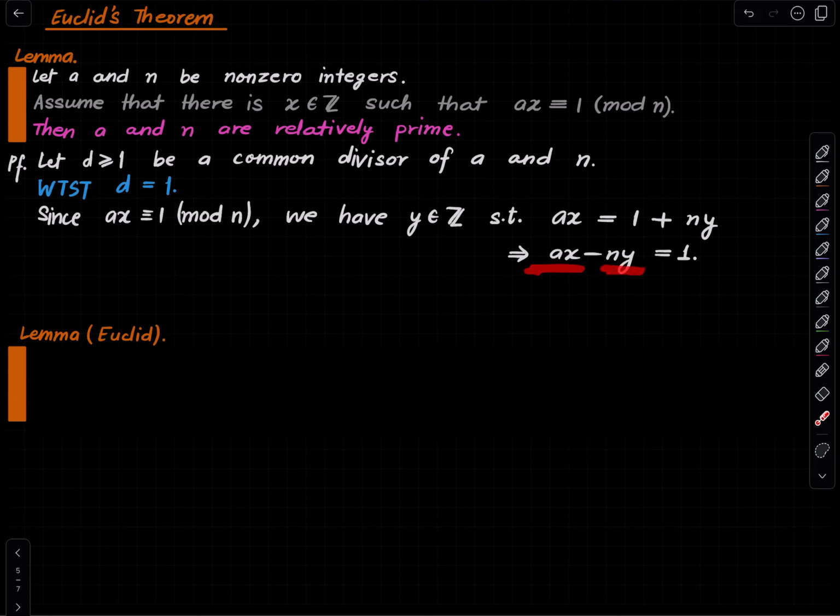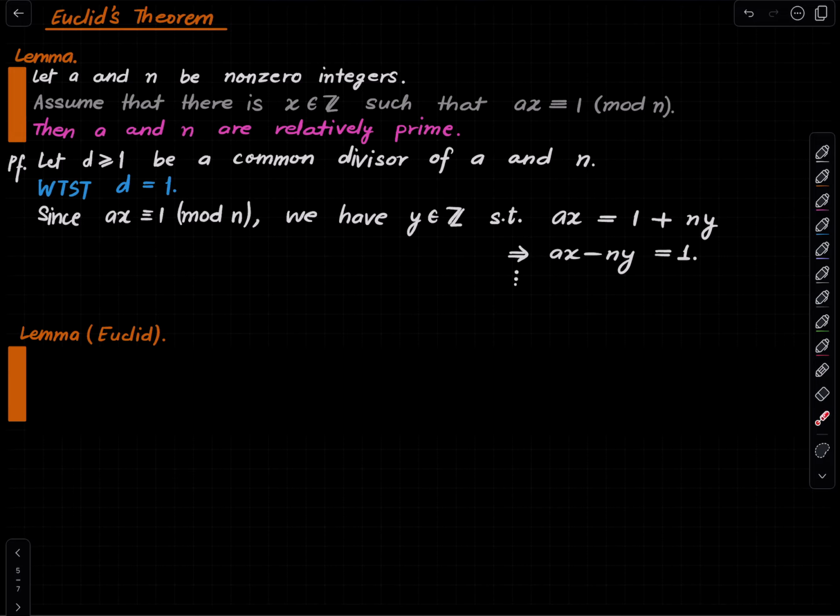So d divides both ax and ny, and hence it also divides their difference. So d divides the left hand side, and hence it also divides the right hand side. So d divides 1. So d being a positive integer divides 1 means that d is equal to 1. I don't want to write it down. I have said it in words. This implies that d is equal to 1 and we are done. Very simple reasoning, but we have done it.